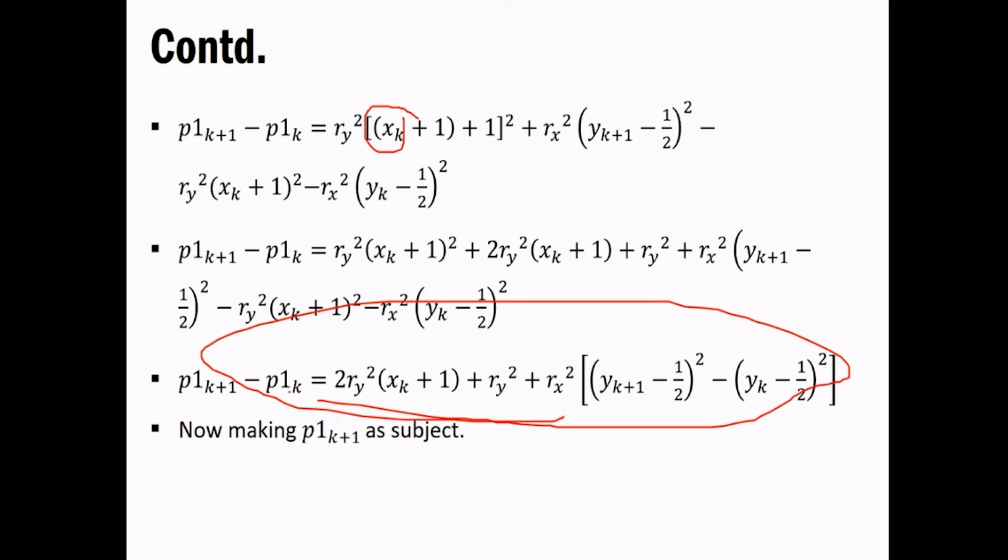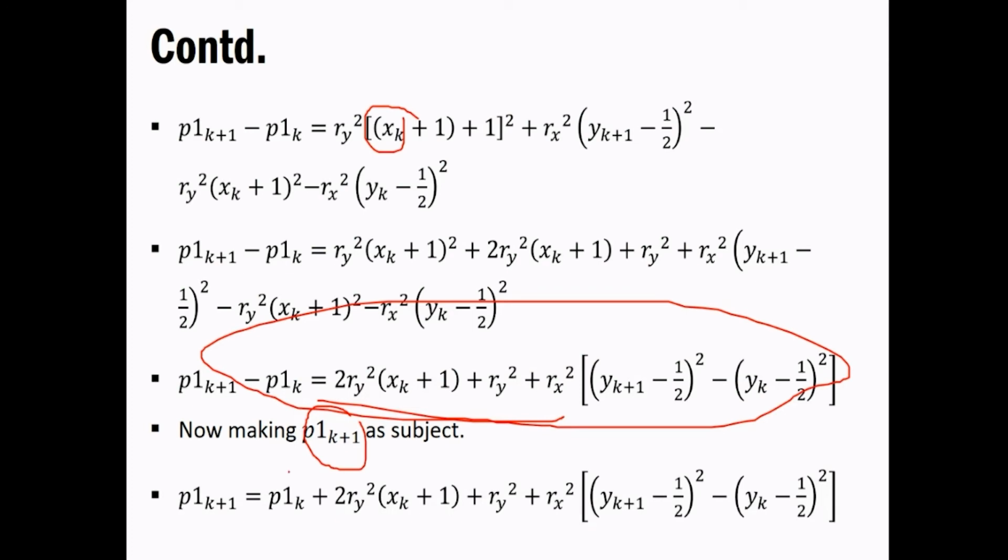Now simplifying this further, we are taking p1 k plus 1 as the subject. What we are doing is putting this thing on the opposite side, so it would give us plus p1k. You would be remaining with this particular term.